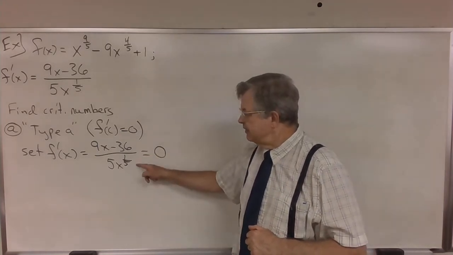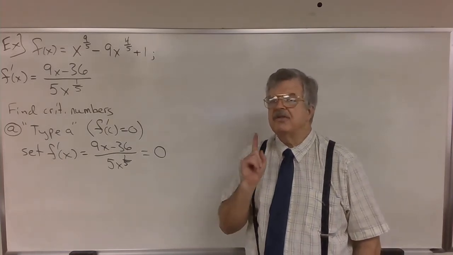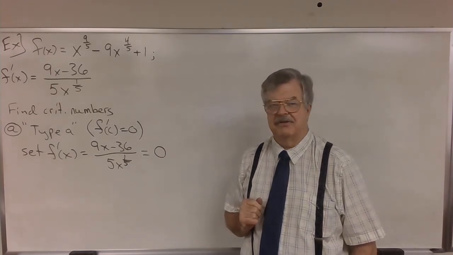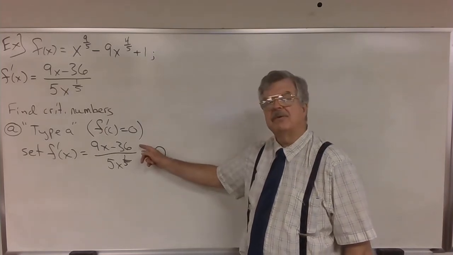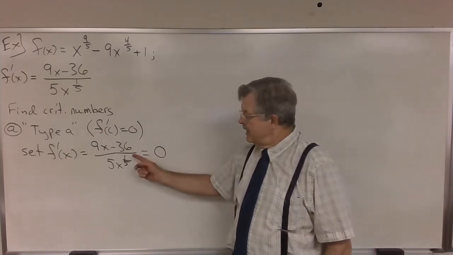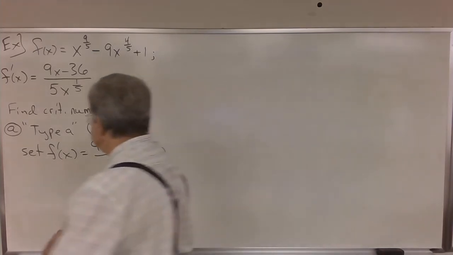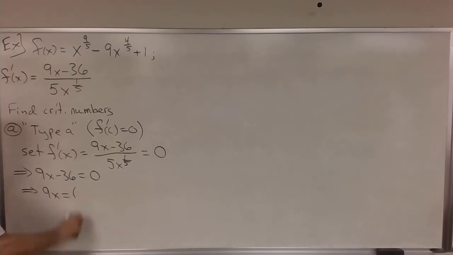We have a quotient or a fraction that's equal to 0. What's the only way that a quotient or a fraction can be equal to 0? Isn't it when the numerator is equal to 0? So the only way this whole thing can be equal to 0 is if the numerator is 0. So this means that we have 9x minus 36 equal to 0, and 9x equals 36.